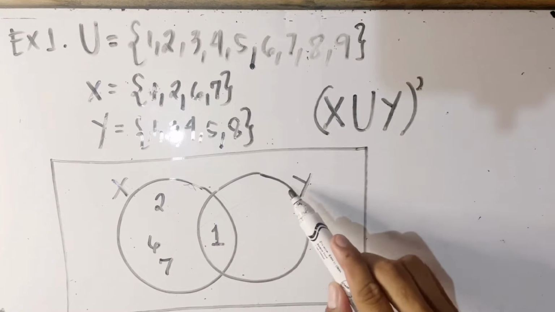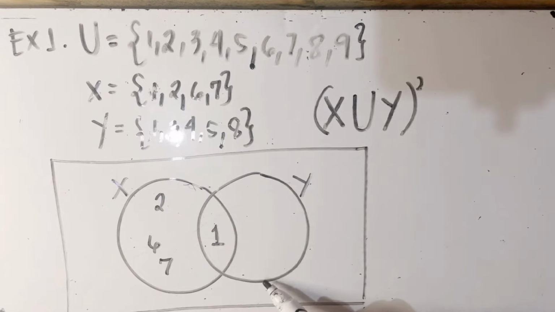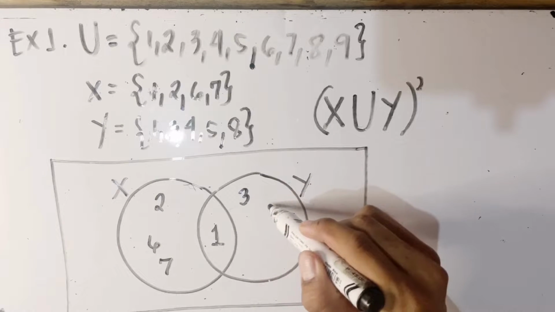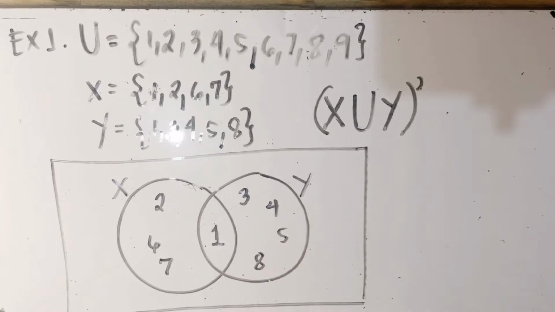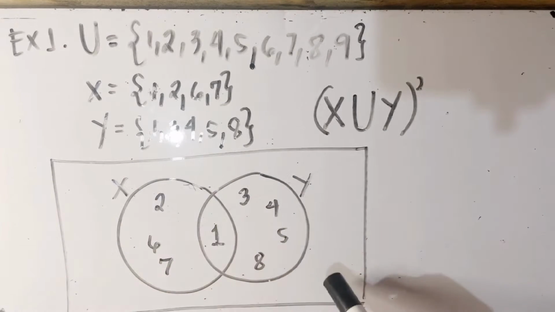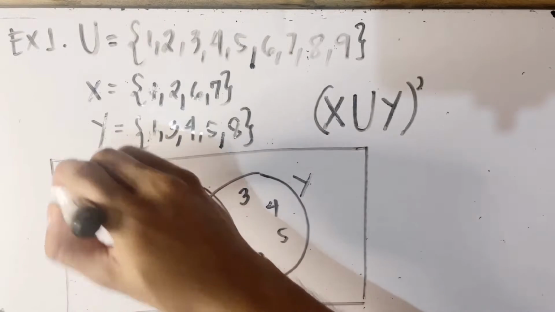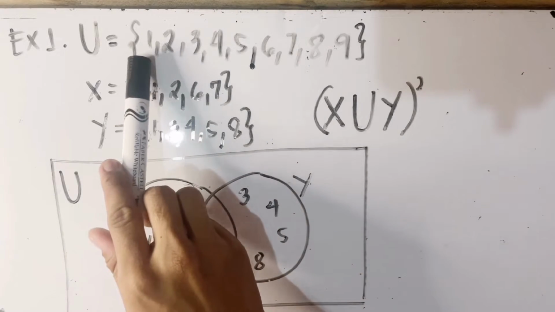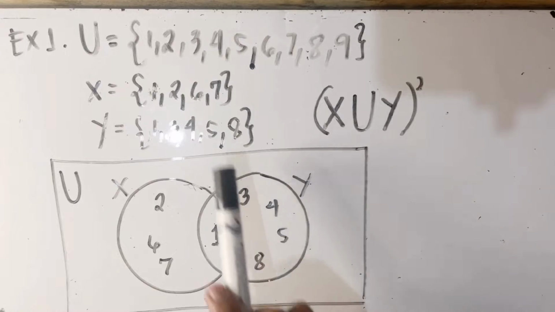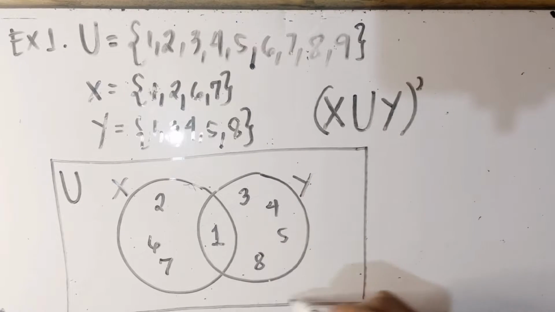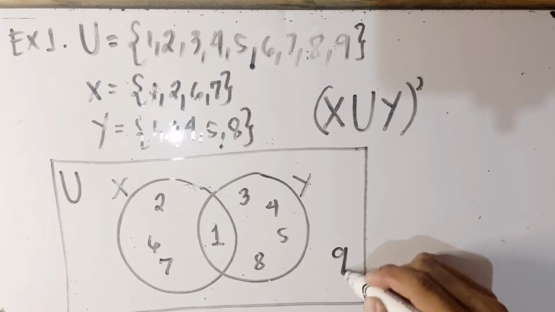While for Y, this is the circle for Y or the set of Y. 1 is already written, so what is left to be written is 3, 4, 5, and 8. The outside of the two circles will be the universal set. We will write there U. We have already written 1, 2, 3, 4, 5, 6, 7, and 8. What is left is 9, so outside the circles is 9.